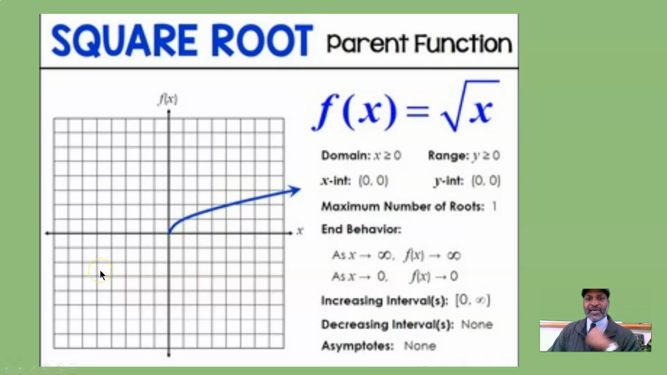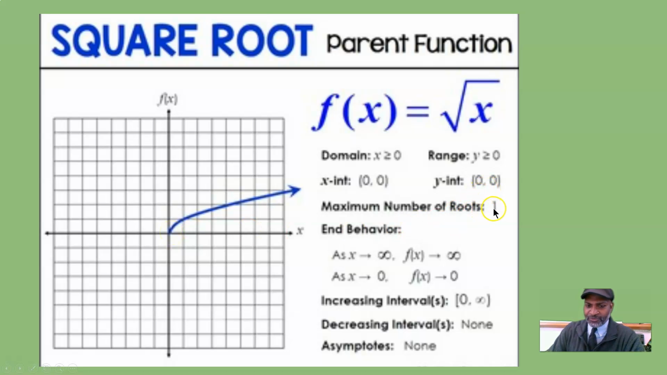Okay, this slide talks about the square root parent function. And the discussion that we had in the class is we just looked at what the graph of the square root function looks like. You'll notice that it starts at 0. The domain is x is greater than or equal to 0, and the range is y is greater than or equal to 0. It starts at the point (0, 0). So that's the x-intercept and that's the y-intercept.